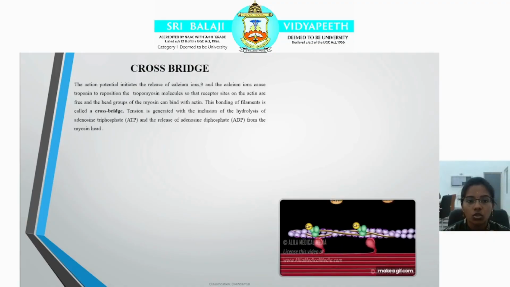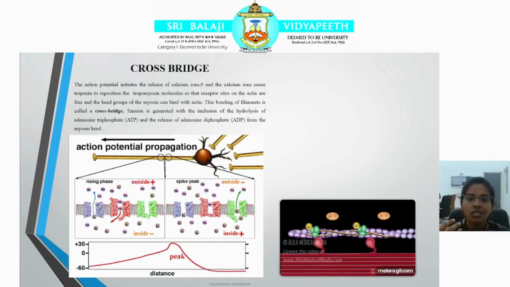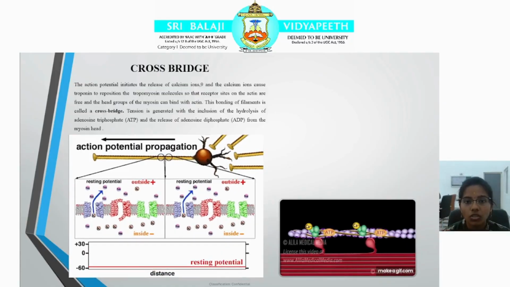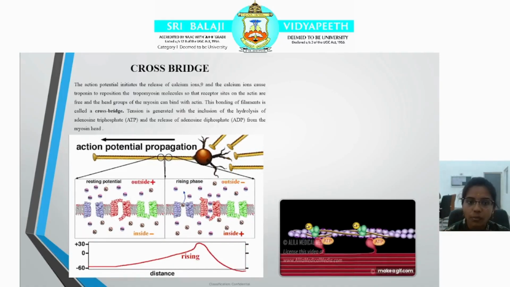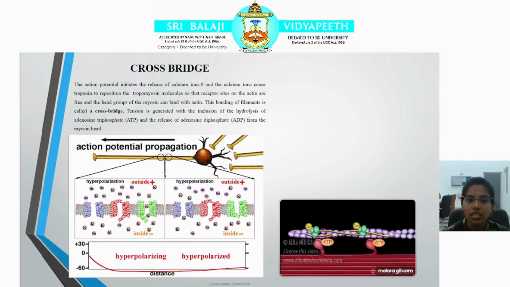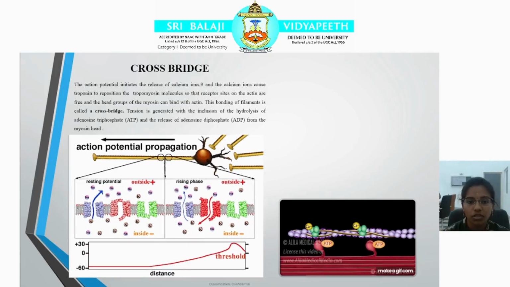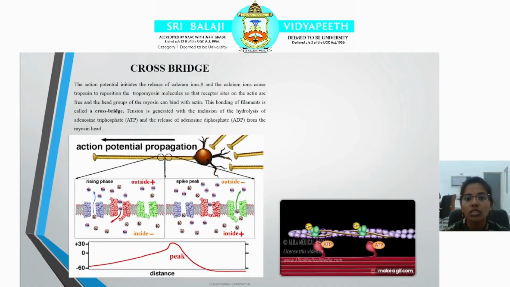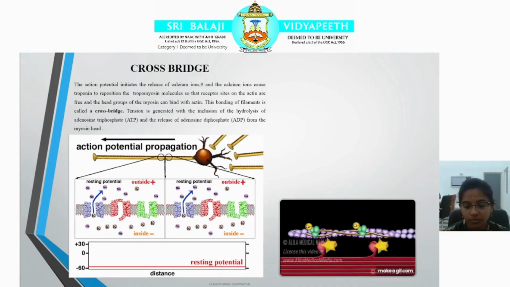So now we'll see about the cross bridge. For a muscle to contract, the muscle needs to get a stimulus, which is an electrical change taking place in the muscle called the action potential. This action potential causes calcium ions to be released, so the troponin gets attached to this calcium. Repositioning of the tropomyosin molecule takes place. The actin head gets attached to the myosin head groups. This bonding of the thick filament to the thin filament is called a cross bridge. In this process, tension is generated where hydrolysis of ATP causes ADP and phosphate ion to form.